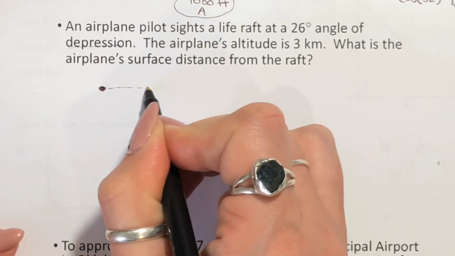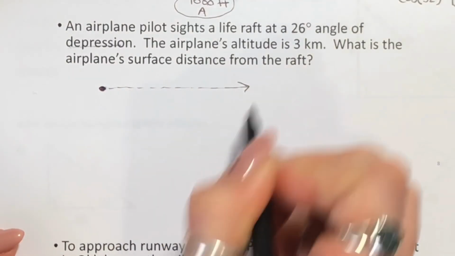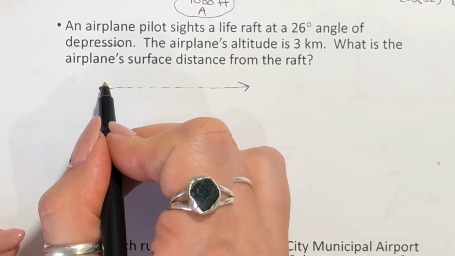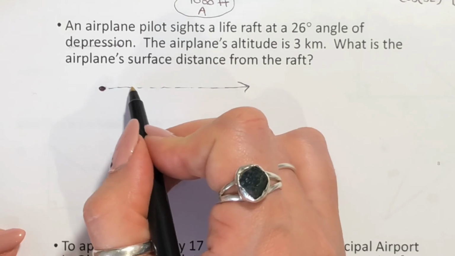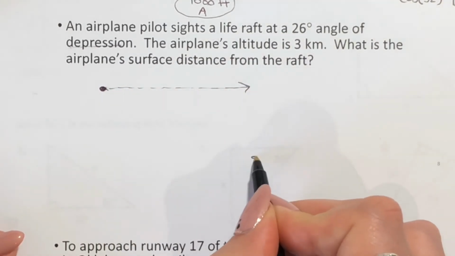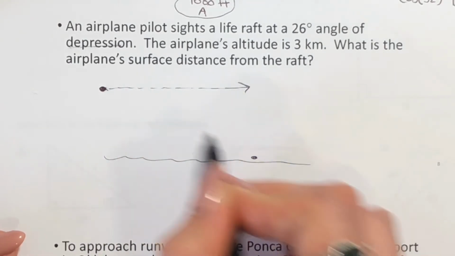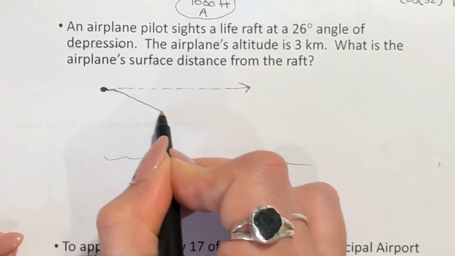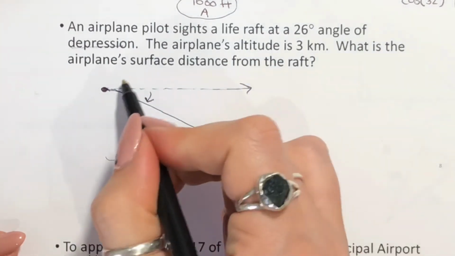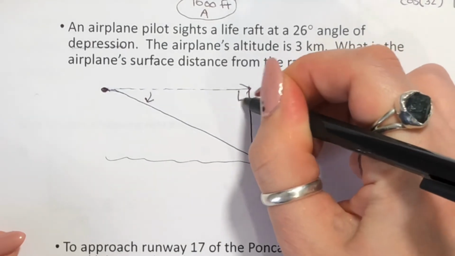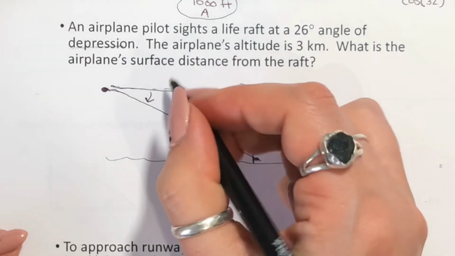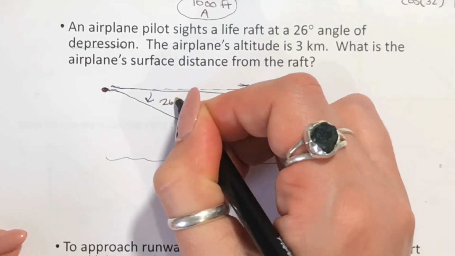And this airplane is going straight through the sky. So that's where it normally would be going. But then the airplane pilot sights a life raft 26 degrees at an angle of depression. So if this is my horizontal line, let's say our little life raft is out here. Here's the ocean. That angle of depression is coming down to that life raft. So our triangle is going to be up here in the sky. So that's the difference between a depression versus an elevation problem. So this angle is 26 degrees.